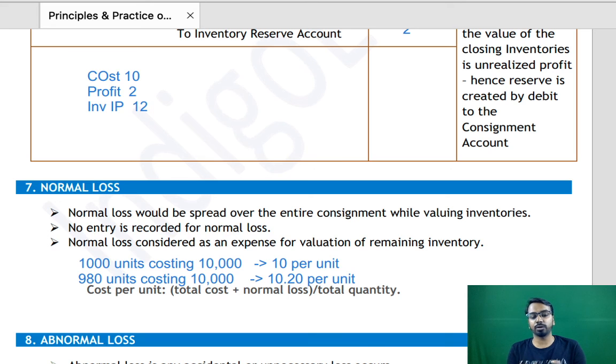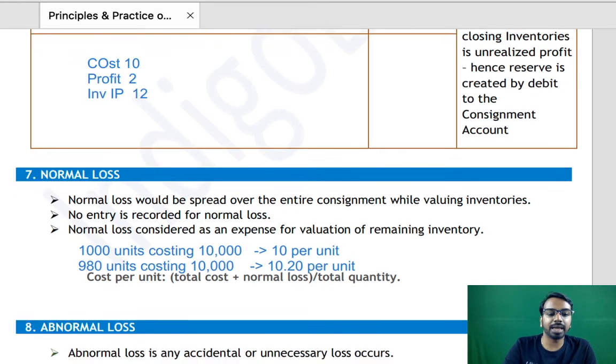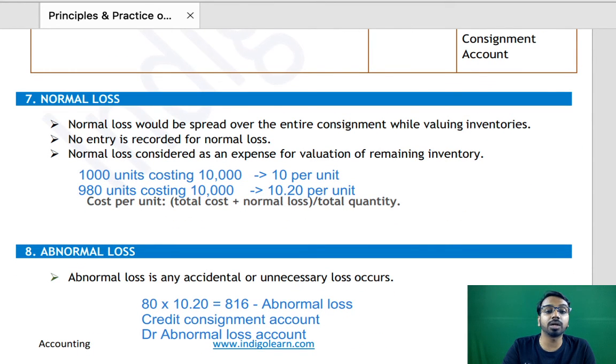If you try to mix the insurance related entry with this, it sometimes becomes difficult. Now assume for a moment that out of this abnormal loss, 500 has been paid by the insurance company. So what was my abnormal loss? 816. What did I do with that? I debited the abnormal loss account and I credited the consignment account. Consignment related entry is over. Now what do I do with this abnormal loss? I have to transfer it to the P&L account.